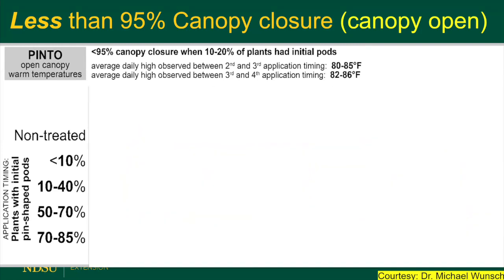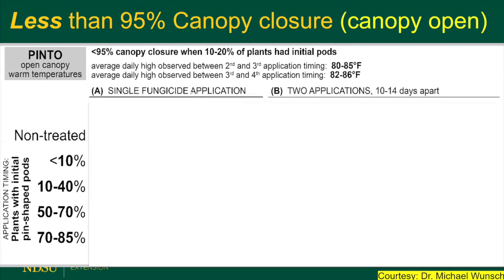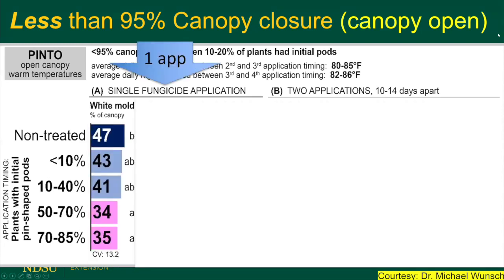Okay, so the first thing I would say is that this particular trial, this particular data set we're looking at, is focusing on fungicide applications where the canopy is open. So he defines it as less than 95% canopy closure, that's the canopy is open, okay? We're looking at Pintos here, but he also has work on other market classes. And he has single applications. So a single fungicide application, he'll have some information there. And then he'll have 2 applications, and he's got information there. Okay, so let's focus on the first application, or the single application.